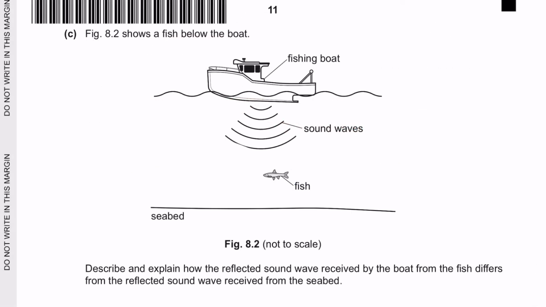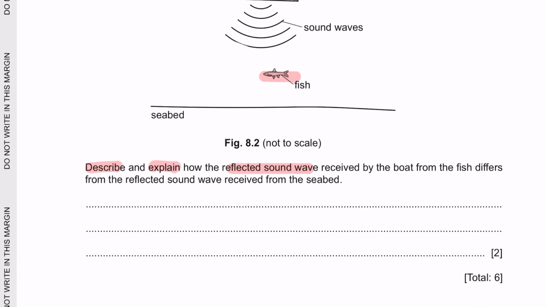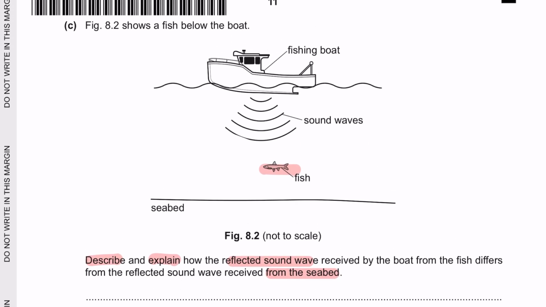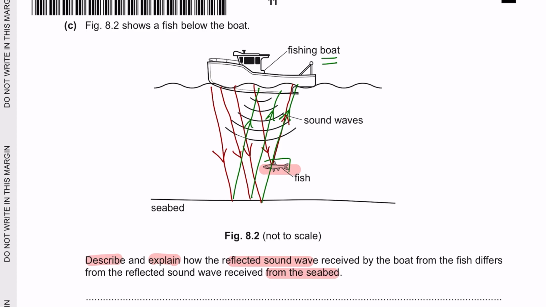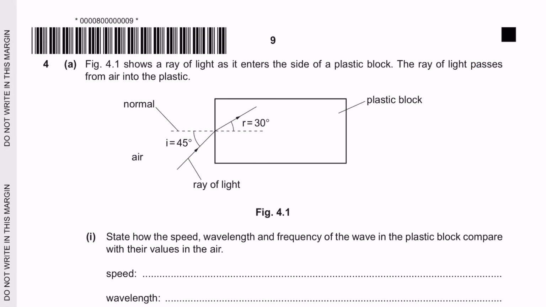Next question C. Figure 8.2 shows a fish below the boat. Describe and explain how the reflected sound wave received by the boat from the fish differs from the reflected sound received from the seabed. Okay, meaning to say that there are some waves which hit the fish and get reflected back to the boat, and some waves that hit the bottom of the seabed and get reflected to the boat. Since fish are very small, the wave that gets reflected back is going to be very little, whereas the seabed is very broad and wide, so they will receive much more reflection after hitting the seabed. So that's how you can differentiate whether it's being reflected by a small object or by the depth of the sea.